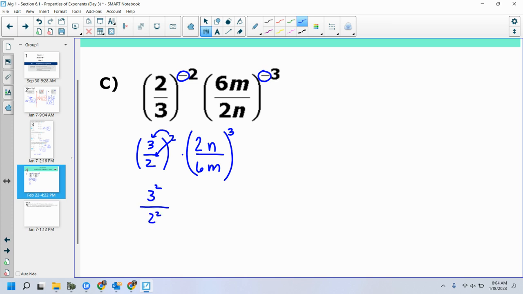Now, I totally understand. If you would like to go straight to the numbers at this point, I'm totally good with that. But you're going to see me writing it out like that just so you can see it. What do I mean by that? If you want to go to 9/4 in this next step, do it. That's totally fine. You can do the same thing here with this third power. Everybody gets raised to the third power. So 2 to the third, n to the third, 6 to the third, m to the third.